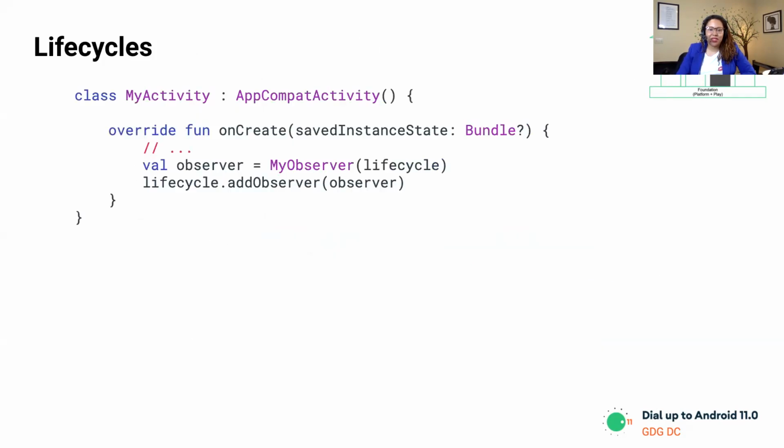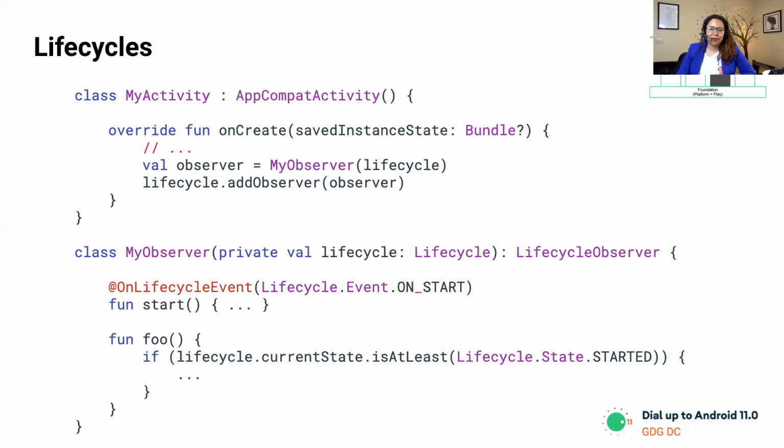Now we're just focused on AppCompatActivity and the lifecycle owners. Get a lifecycle object, set an observer on it. That's it. The observer can implement any of the lifecycle events, and it can also query those lifecycle states like you see here inside of the foo function.